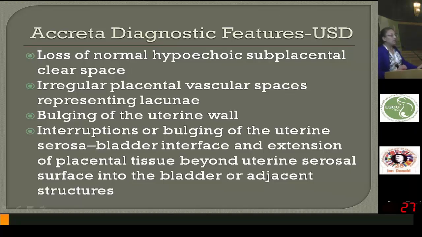The signs of placenta accreta are loss of the normal hypoechoic retroplacental clear space, irregular vascular spaces or lacunae within the placenta, bulging of the placenta into the uterine wall, interruptions of the uterine serosa-bladder interface, and extension of placental tissues into the bladder or adjacent organs.